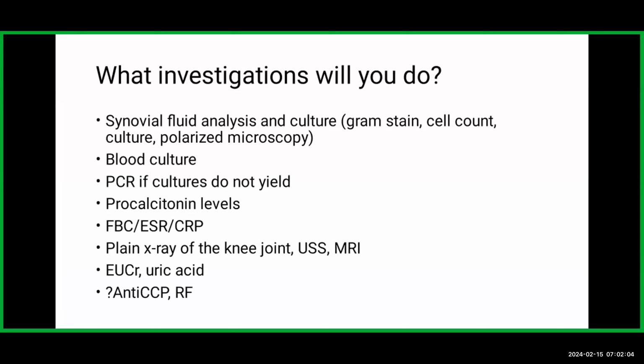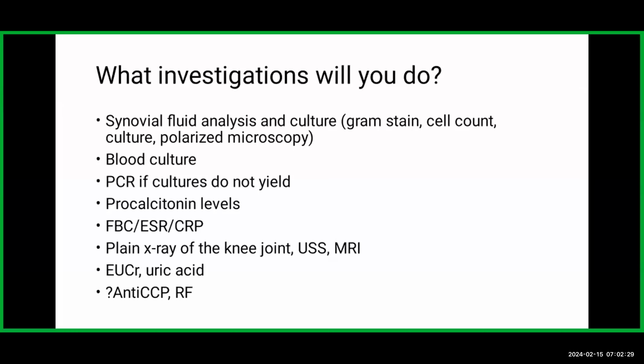And then if none of these yields, then I may want to do a nucleic acid amplification test. Then also procalcitonin levels would also be helpful in this patient. Now, it's been said that for the synovial fluid procalcitonin levels, it has a higher sensitivity than the blood procalcitonin level. However, for the blood procalcitonin levels, it's more specific.